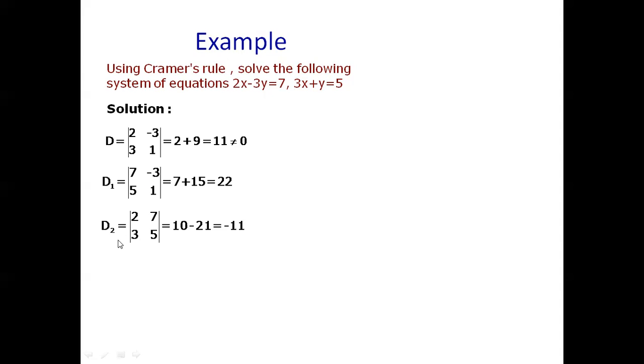Next is the D2. What is D2? Replace the second column with 7 and 5. So 2 5s are 10, 3 7s are 21. So 10 minus 21 is equal to minus 11.